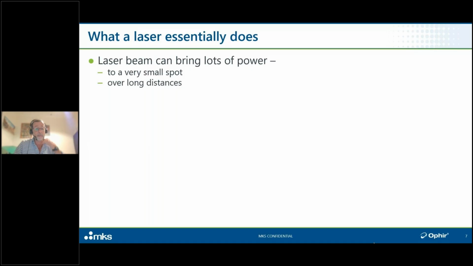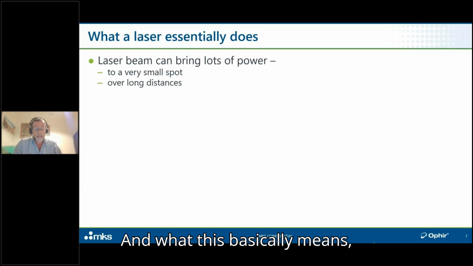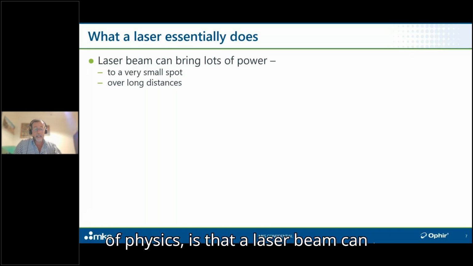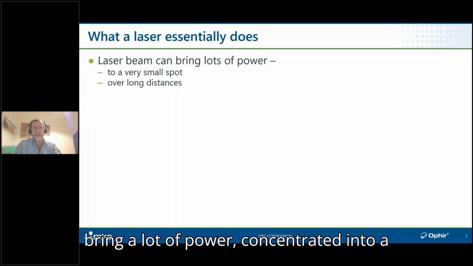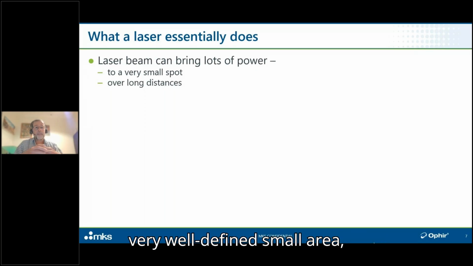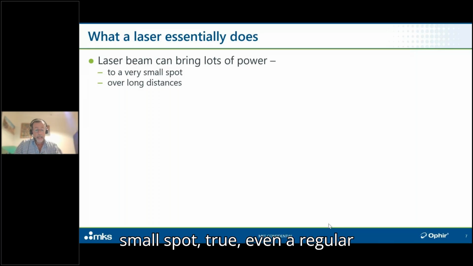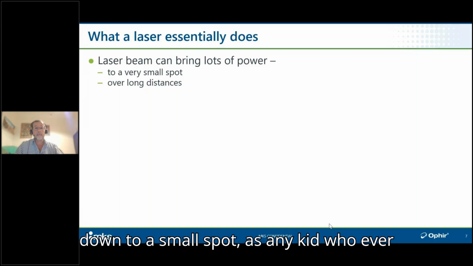Now, that very small spot, true, even a regular classical light source can be focused down to a small spot, as any kid who ever played with a magnifying glass in sunlight knows. But when all the photons are in phase, or as we say, the beam is coherent, it can be focused down much, much more. Now, as opposed to the magnifying glass in sunlight, let's think of more modern examples.